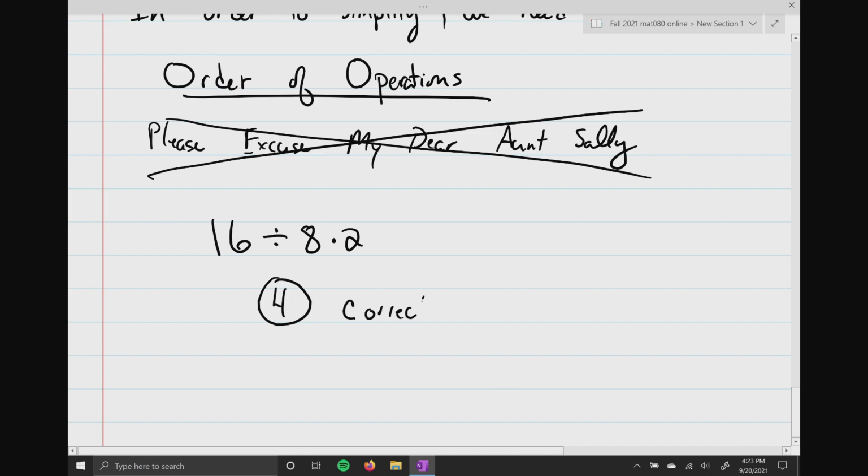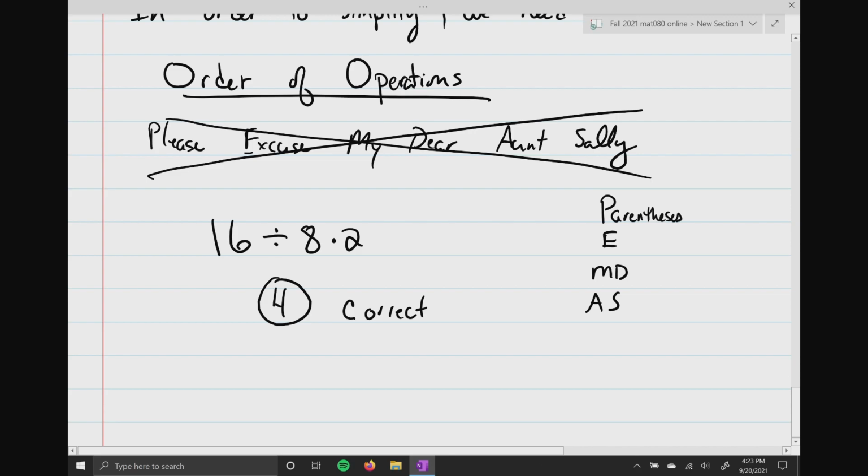Now, here's why I hate the dear Aunt Sally thing. When we do our order of operations, I'm going to write mine like this off to the right-hand side. This is how I like to write it. I write it in a stacked form, and the P stands for parentheses.